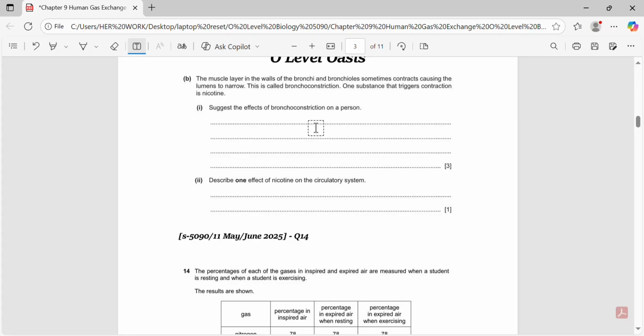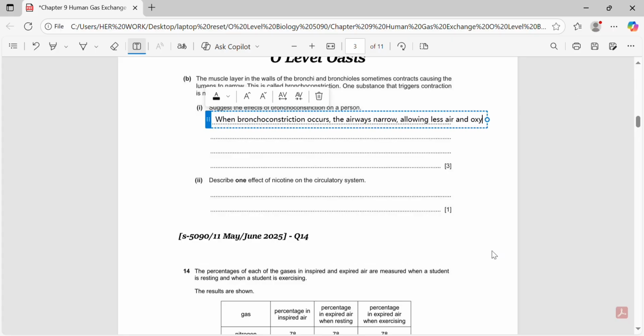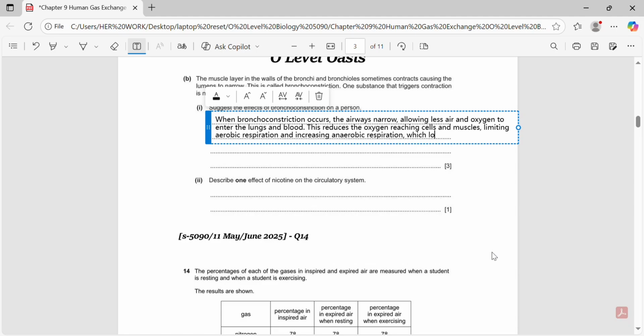So, we will simply write, when bronchoconstriction occurs, the airways narrow, allowing less air and oxygen to enter the lungs and blood. This reduces the oxygen reaching cells and muscles, limiting aerobic respiration and increasing anaerobic respiration, which lowers energy production and reduces the ability to exercise.